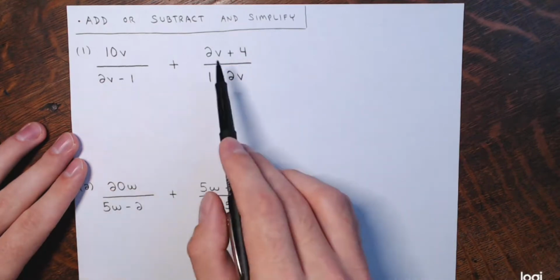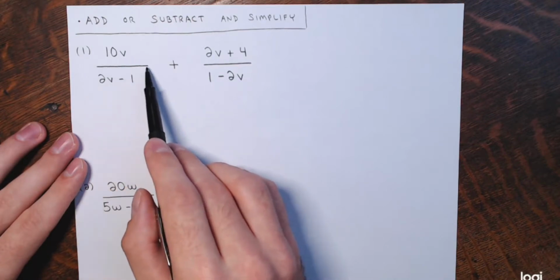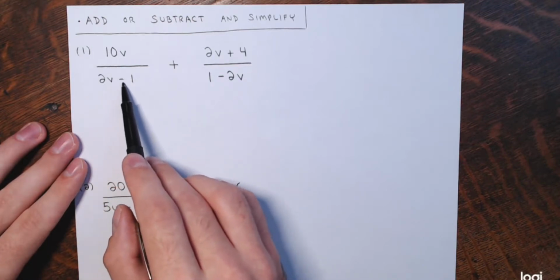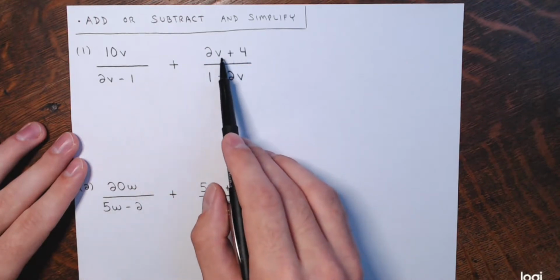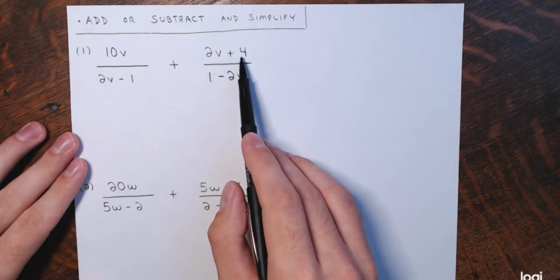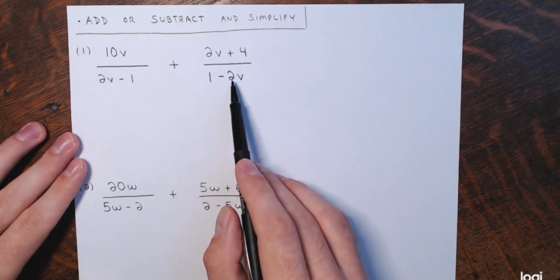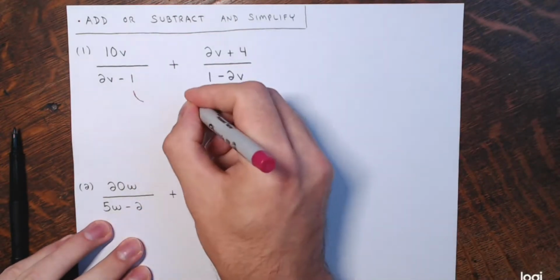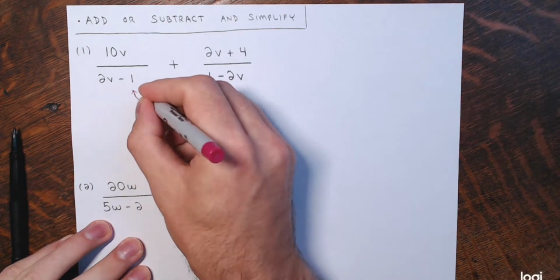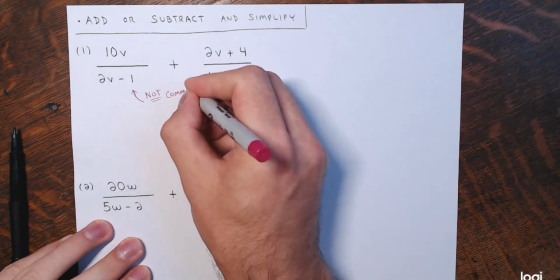Each fraction here: the first one has a numerator of 10 times v divided by a denominator of 2v minus 1, plus, we're adding, and then this other fraction has a numerator of 2v plus 4 divided by a denominator of 1 minus 2v. So right now, the denominators are not the same. These are not common denominators.